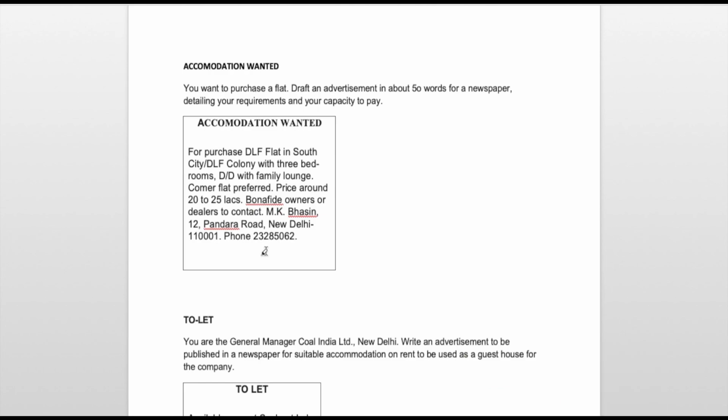There is not a single detail that is missing. As I mentioned, he has written his capacity to pay, he has mentioned the physical features he wants in his flat, and also he has mentioned that he wants a flat in South City, and he has also mentioned his address and his cell phone number, which is most important these days, without which you cannot contact the person who has put up an advertisement in the newspaper.